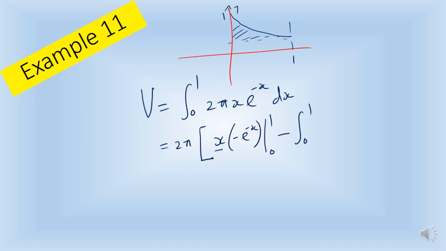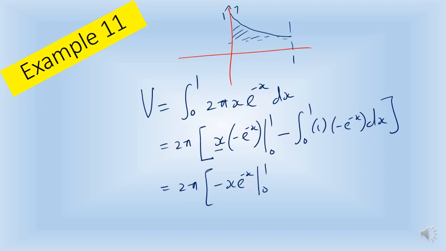We're now going to differentiate it. So what is d dx of x? It's 1. Minus e to the minus x. That comes over because we've already integrated dx. Watch what I'm doing here. Technique is important. 2 pi, keep the bracket, minus x e to the minus x from 0 to 1. There's a minus sign there, minus and minus, that becomes a plus.